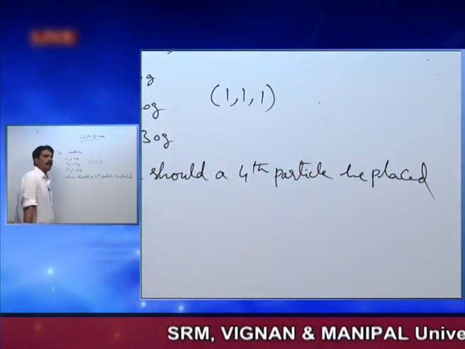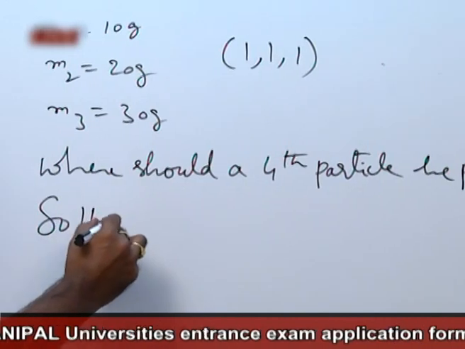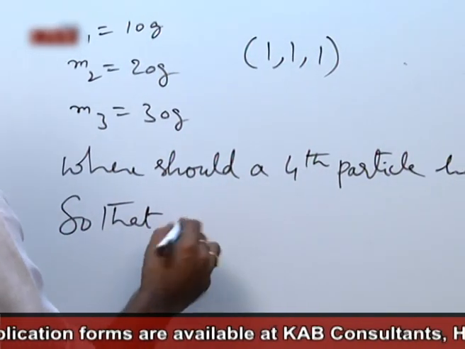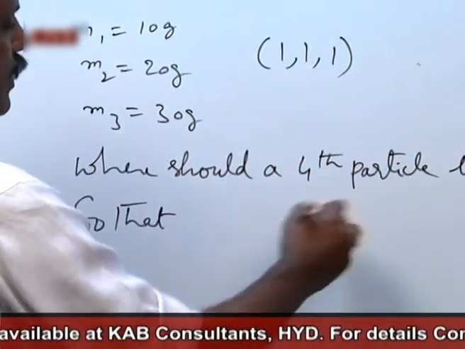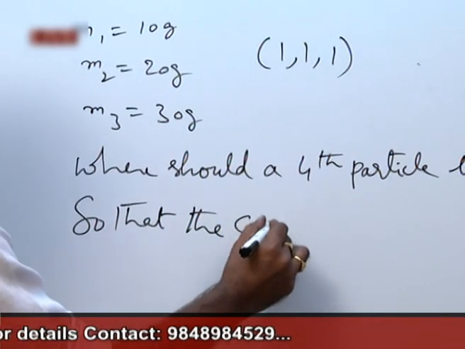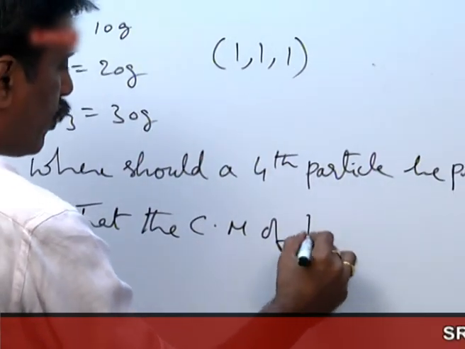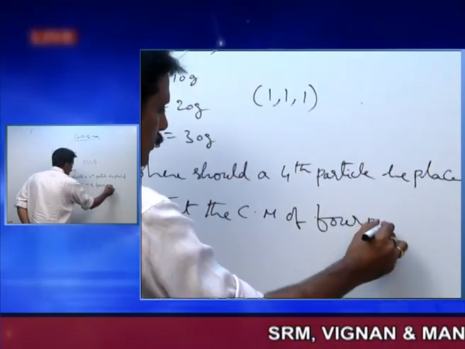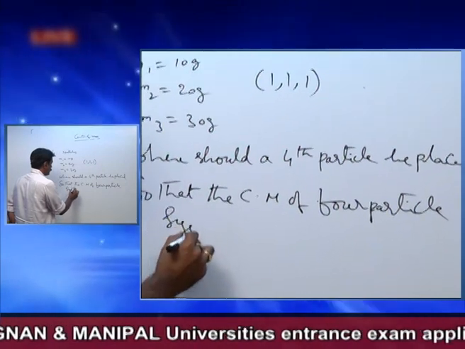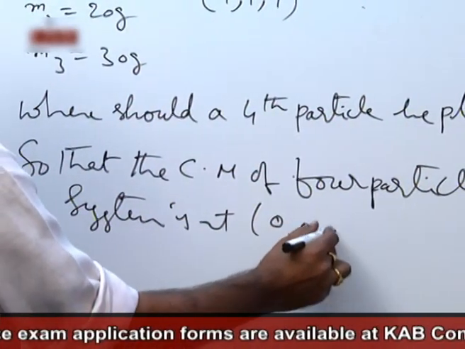Where should a fourth particle be placed so that the center of mass of a 4 particle system is at 0, 0, 0.